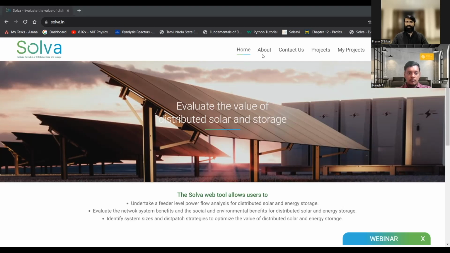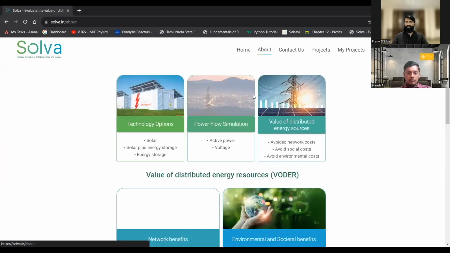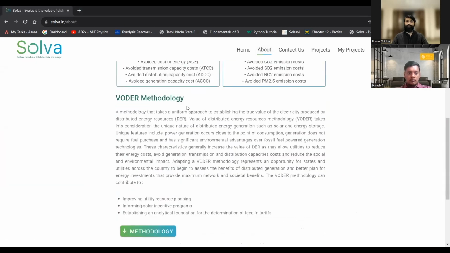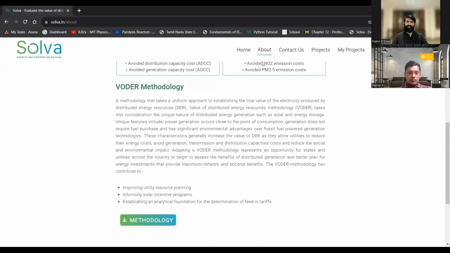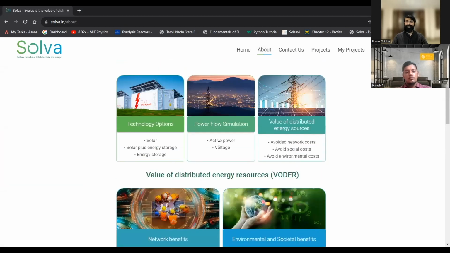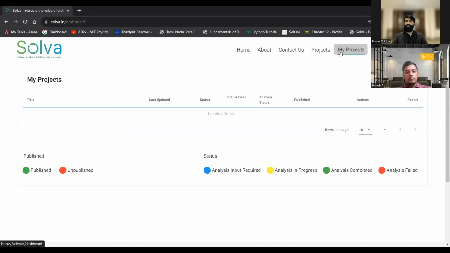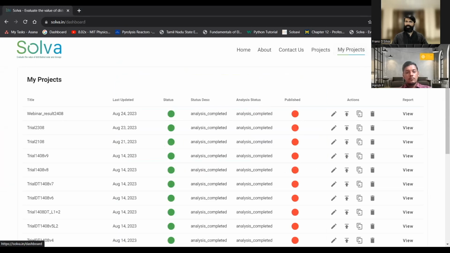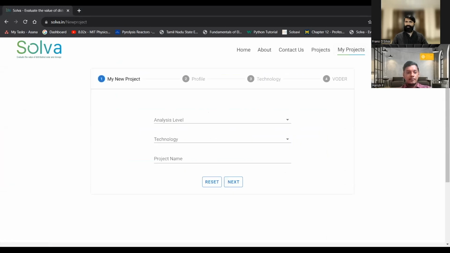On this website, you can find out a bit more about the methodology in the About page, where you can download the methodology document and refer to it whenever required. To do an analysis, you could go to My Projects, and under My Projects, you can select a new project where you can then begin the simulation.